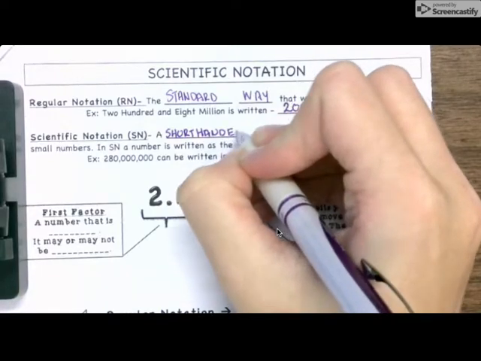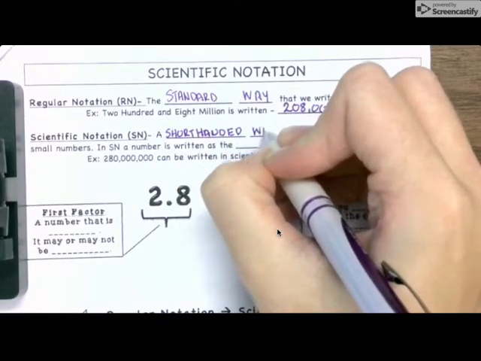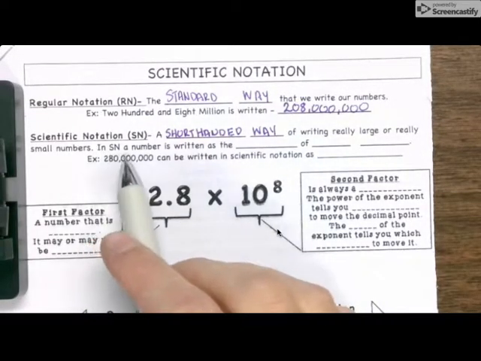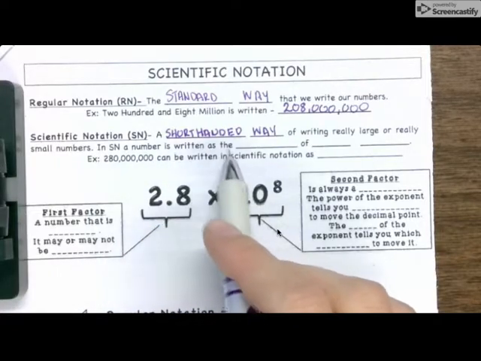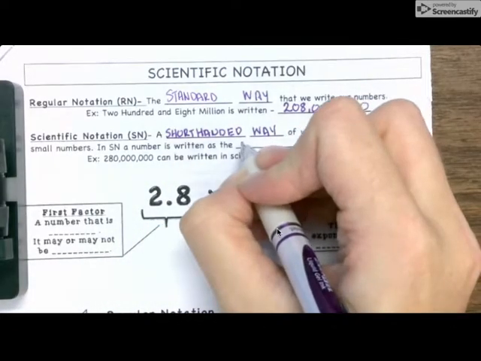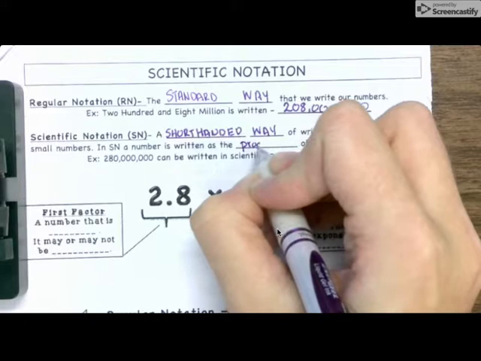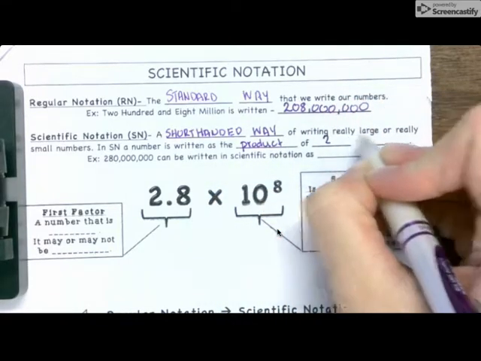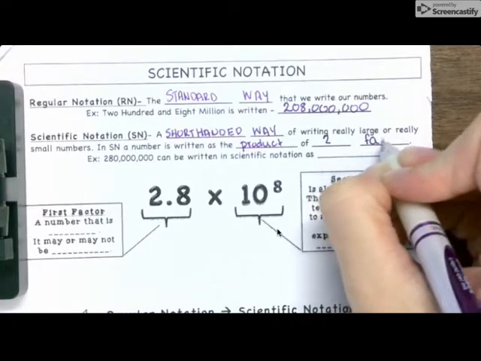and it's actually shorthanded, that's my fault. Shorthanded way of writing really large or really small numbers. In scientific notation, that's what SN is, a number is written as the product, meaning multiply, of two factors.